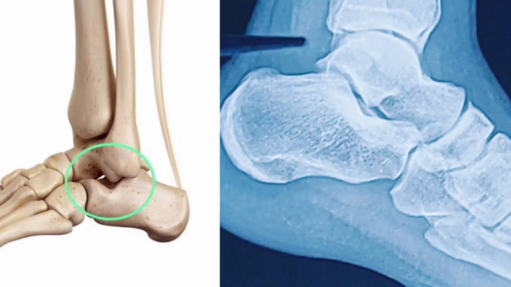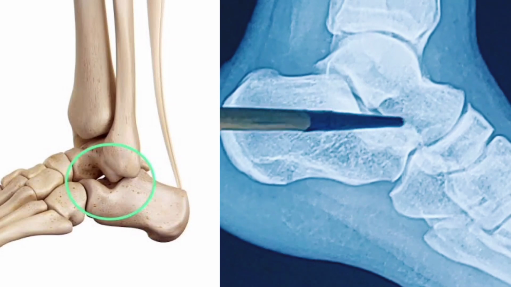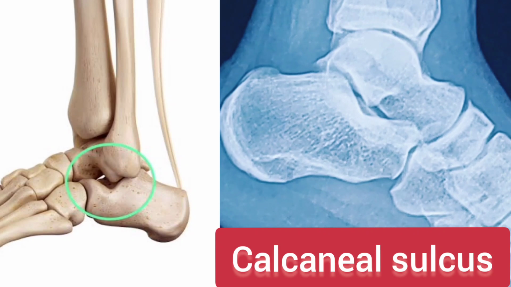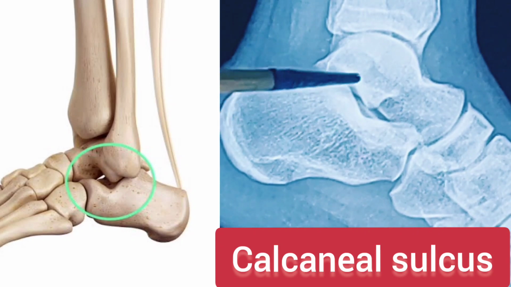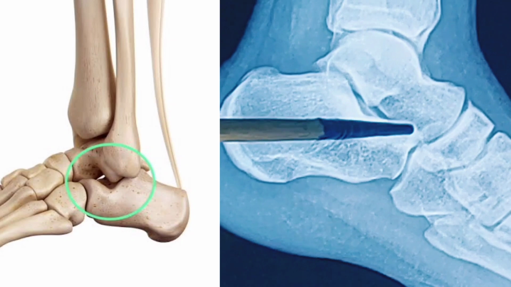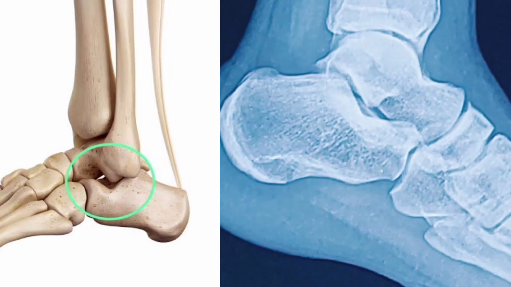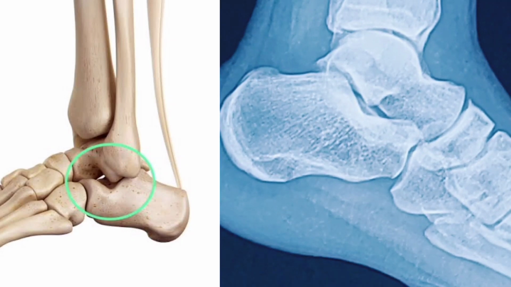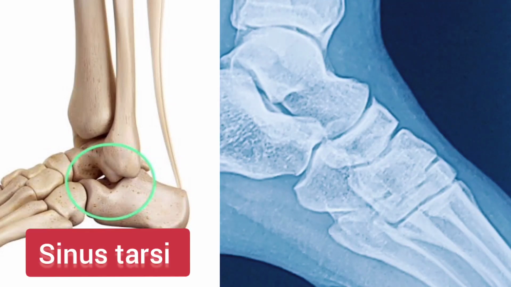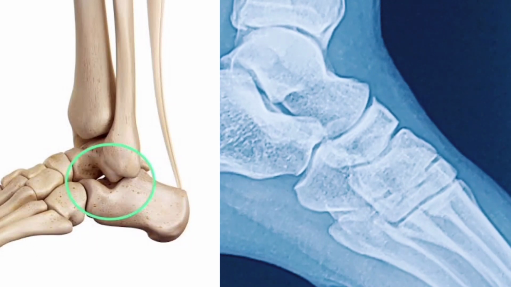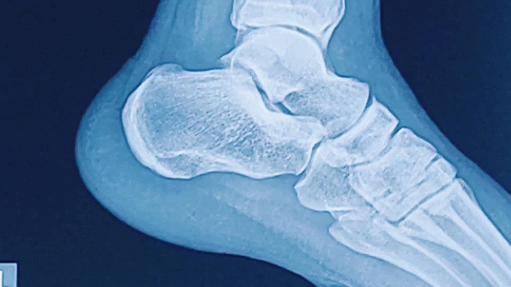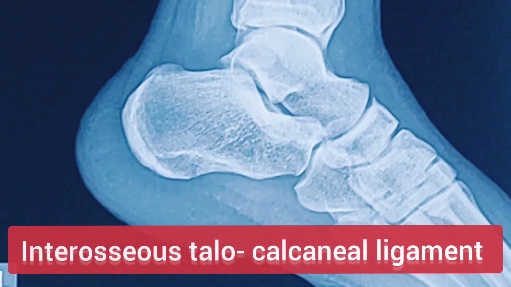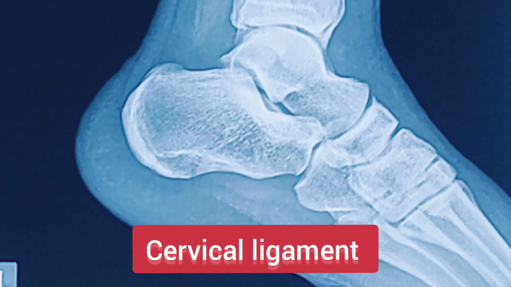And similarly, opposite to this, on the superior surface of the calcaneum there is another sulcus called calcaneal sulcus. So calcaneal sulcus and sulcus tali both together form a sinus. This black area is called sinus tarsi. Sinus tarsi is a bony tunnel, also called tarsal sinus, which is occupied by the ligaments. What are the ligaments? Interosseous talocalcaneal ligament and cervical ligament.